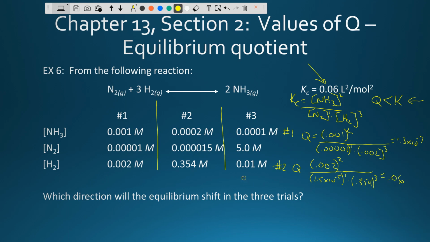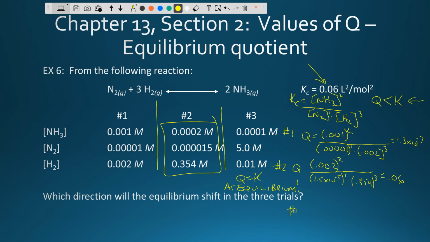So here, my Q equals my K. So it's already in equilibrium. Well, I'm just asking which direction is it going. So I don't have to do any other calculations. And so I just know that they are already there. It's at equilibrium already. And so these are my values at the very end. It's done. It's already gone to that point.